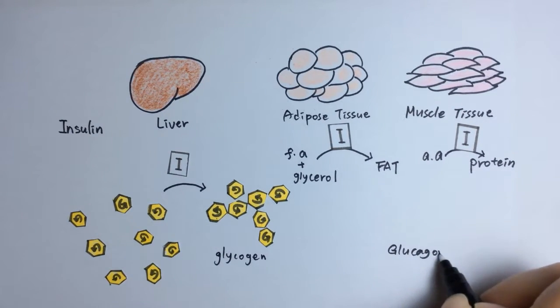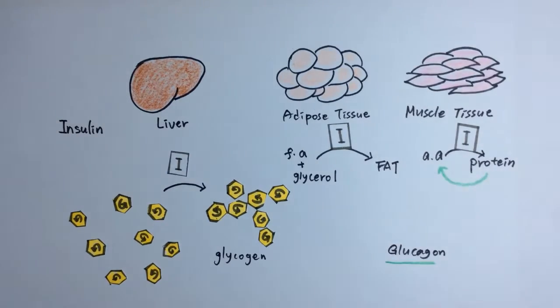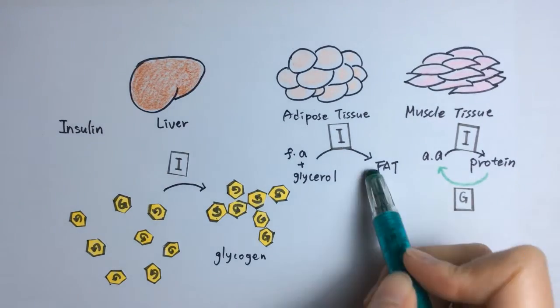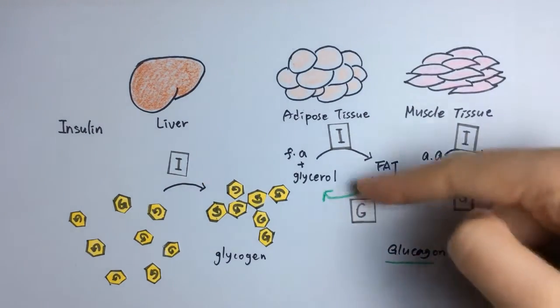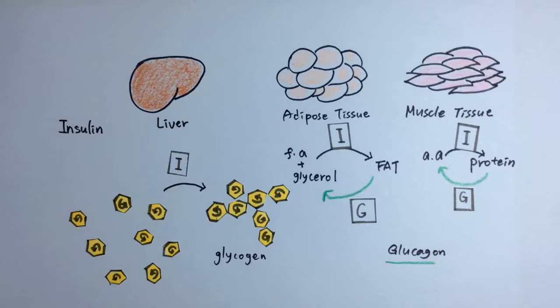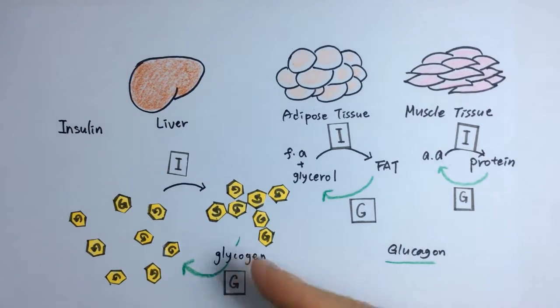Glucagon has exactly the opposite effect in each part. In the muscle tissue, protein will break down into amino acids. In the adipose tissue, the fat is broken down into fatty acid and glycerol. Amino acid and glycerol can be converted to glucose. In the liver, the bindings of glycogen are broken down so that they can be reversed back to glucose. Therefore, insulin and glucagon must keep balance to maintain appropriate blood sugar level.